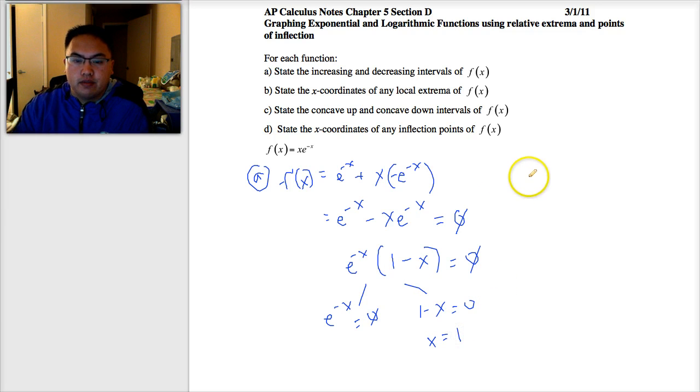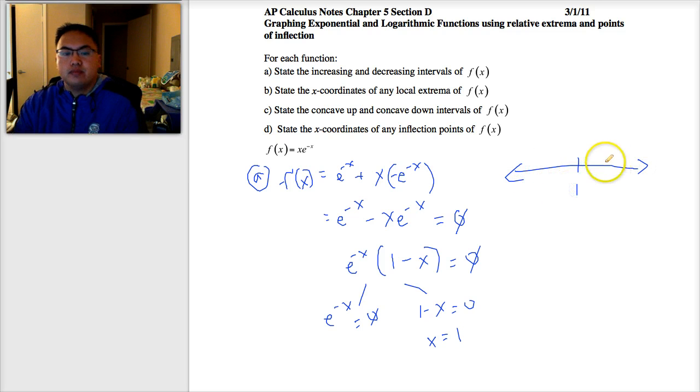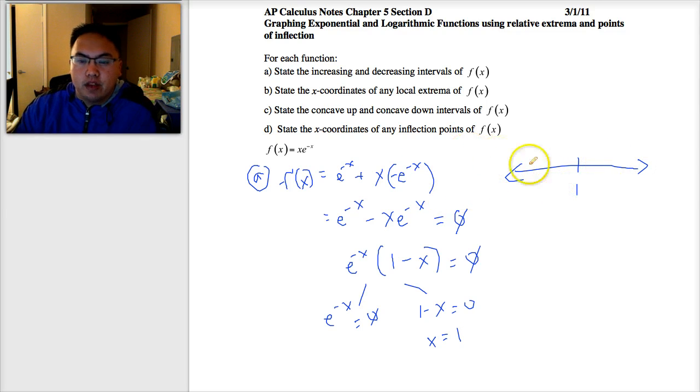So on my number line, I will just put 1. And then, if you remember, I tested numbers to the left and to the right, and then see if it's positive or negative. A good number to test to the left of 1 is 0, and a good number to test to the right of 1 is 2. I took these numbers and plugged them into this factored first derivative, to see if I get a positive or negative number.